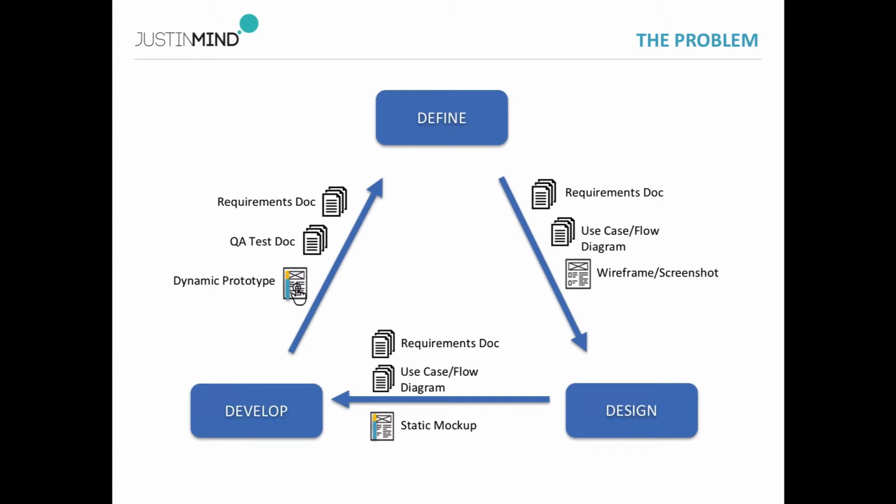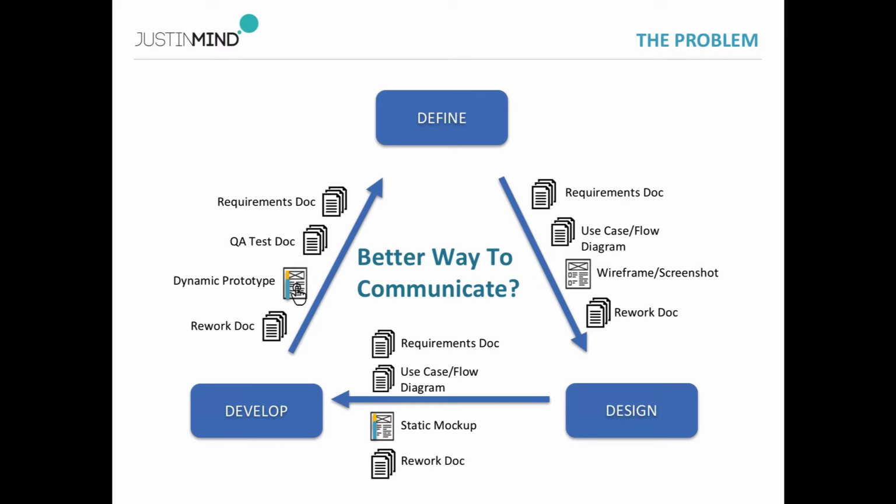As a project evolves, of course, we add more to the requirements document package because there are more, and more elaborate, requirements. There are also more use cases, and maybe at this point you have a static mock-up with some pixels. As the project evolves even further, maybe you interject QA test documents, maybe even a dynamic prototype, typically done by your developers if you don't have a prototyping team or UX team. As it's reiterated, of course, we add rework documents. So as you can see, documents dominate the communication of requirements. And the question is, is there a better way to communicate?